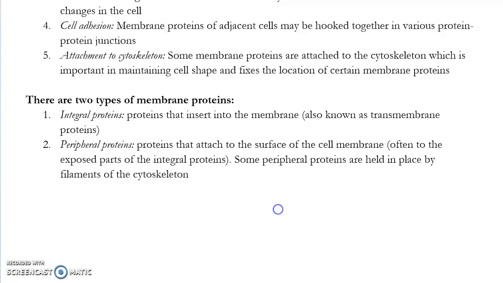And there's 2 types of proteins. You have your integral proteins. These insert into the membrane, also meaning that they face both the extracellular fluid and the cytoplasm. And then you have peripheral proteins, which are just to the surface of the cell membrane. So they can either face the ECF only, or they can face the inside, the cytoplasm, only.